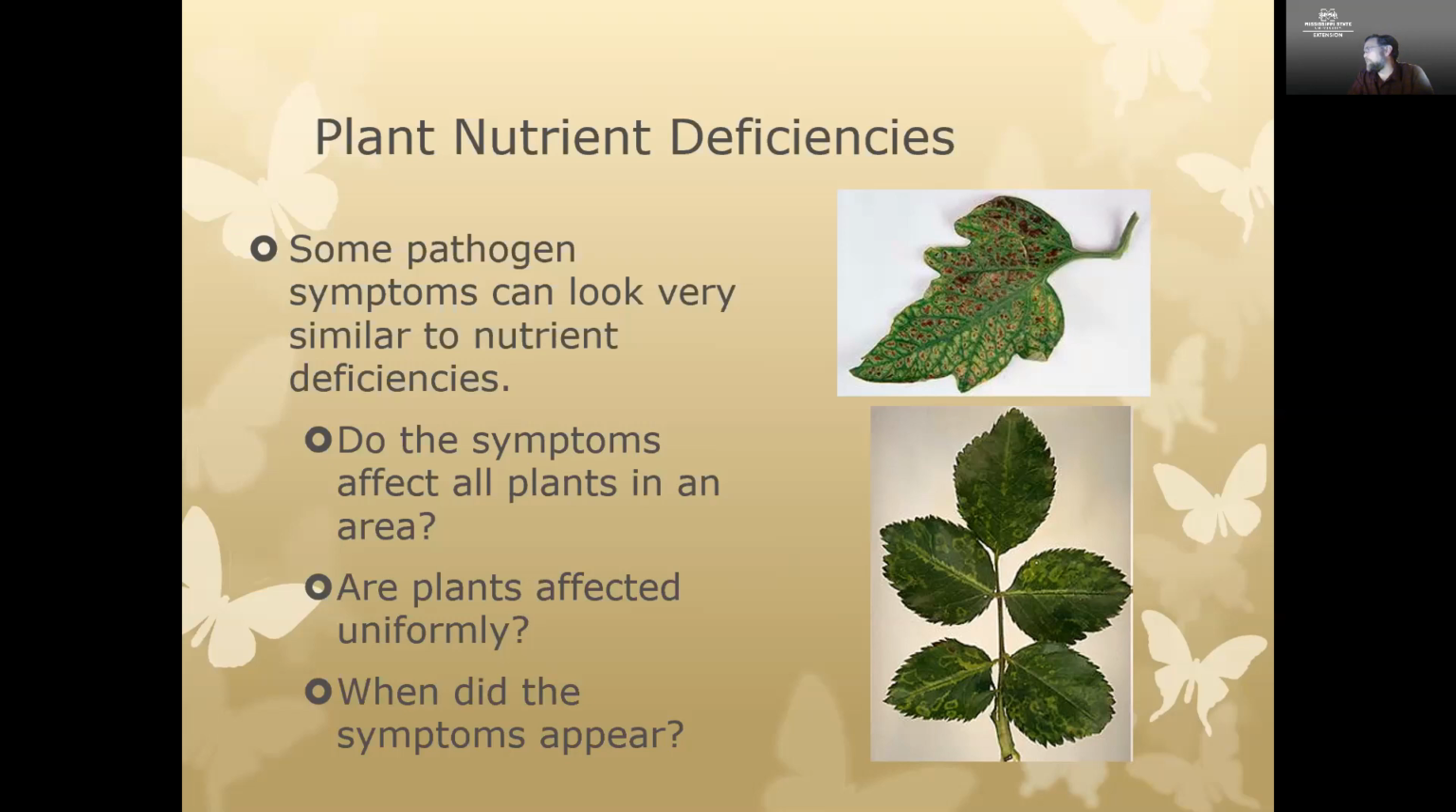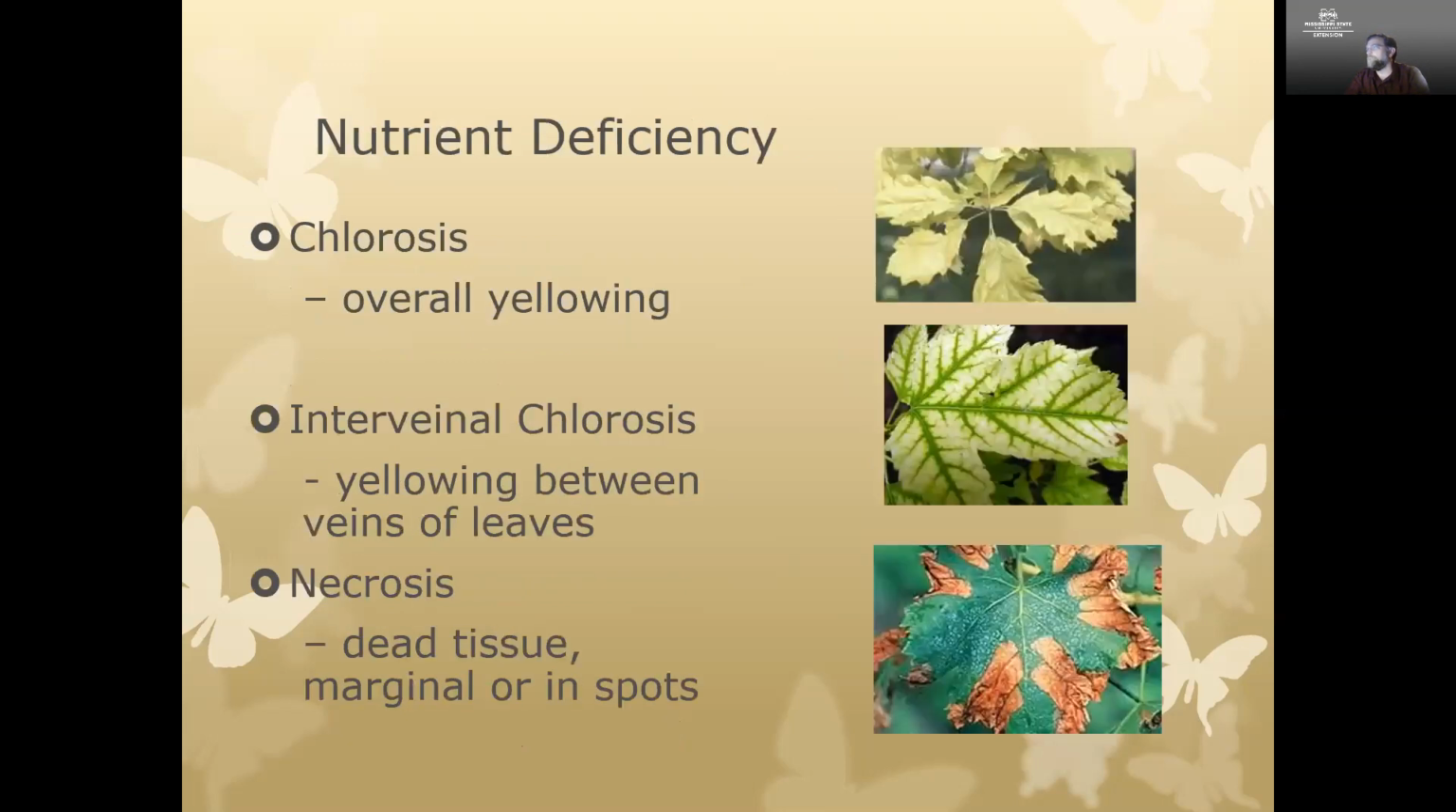So if we're planted in the ground, all of those plants are relying on the same soil. So we would expect that if we have a nutrient deficiency, we're going to see fairly uniform symptoms across all the plants. We're also not going to see those symptoms just appear all of a sudden. They tend to occur a little bit more gradually, because again, it just relates to what nutrients can be taken up by the plants.